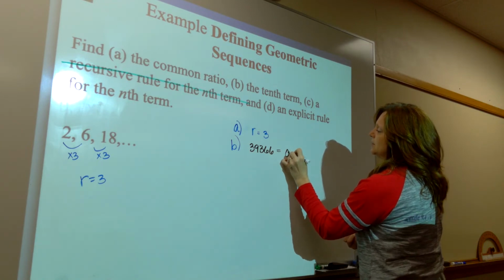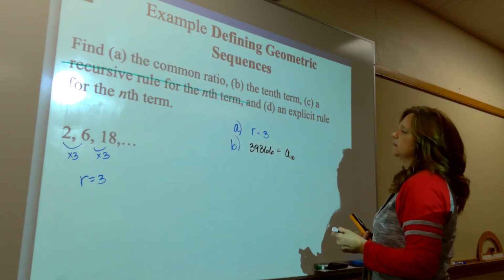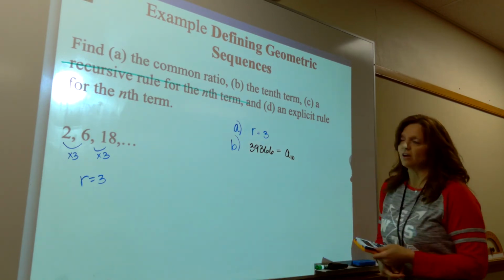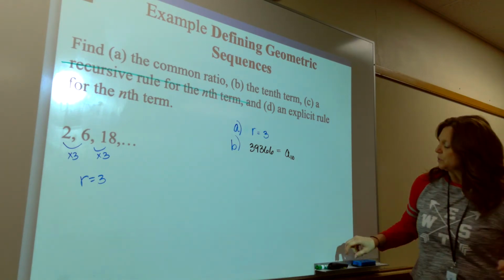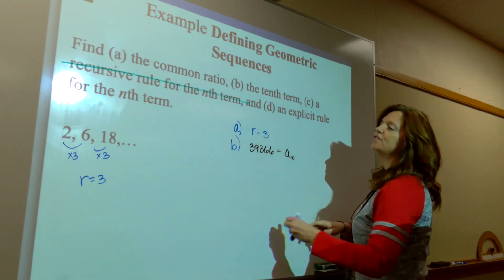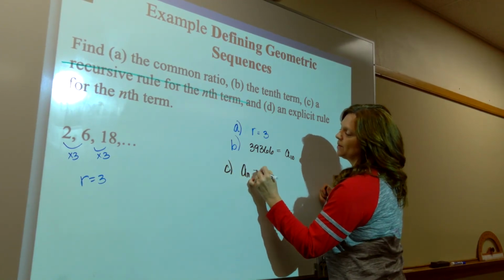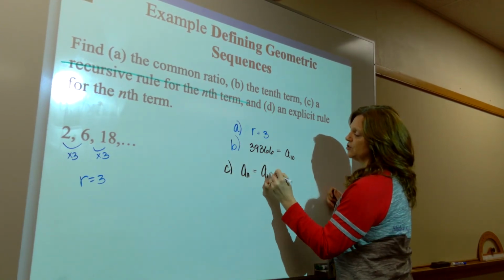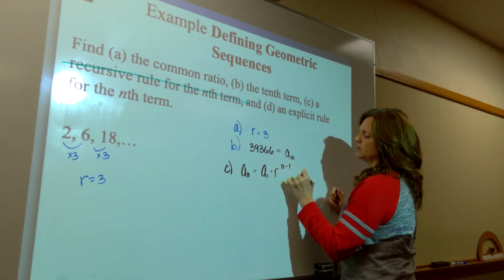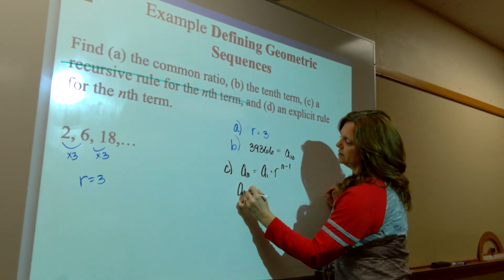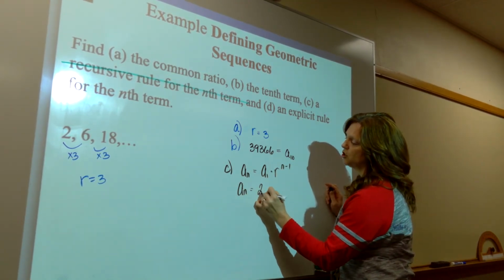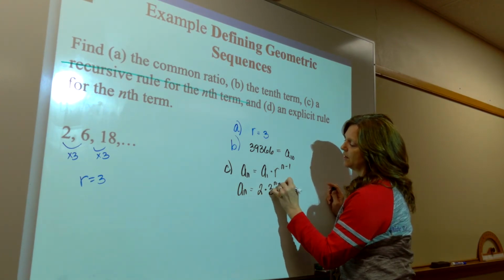39,366 is a sub 10. Okay, we got that figured out. Explicit rule, so again, just following that format in the notes, the a sub n term, any numbered term, is the first term times r to the n minus 1. So a sub n equals a first term of 2 times 3 to the n minus 1 power, and that is it.